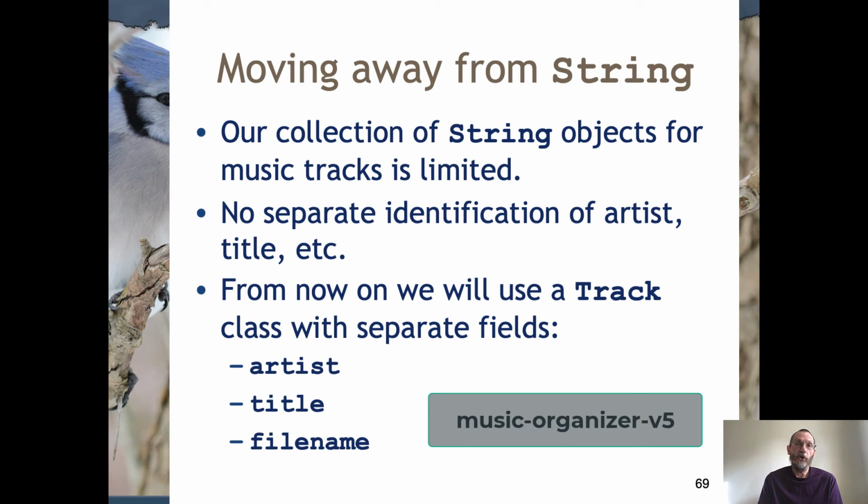So from this point onwards, and in version 5 of the Music Organizer project, we're not going to be storing a list of strings anymore. We're going to be storing a list of track objects, and therefore each object stored in the collection will have an accessor method for the artist, an accessor method for the title, and an accessor method for the file name where that audio is stored.